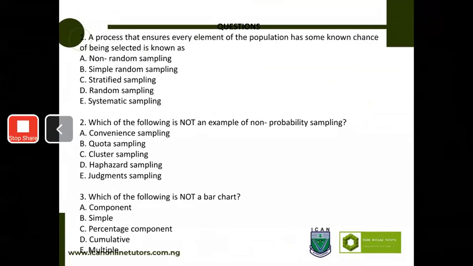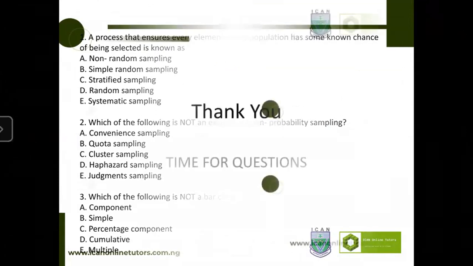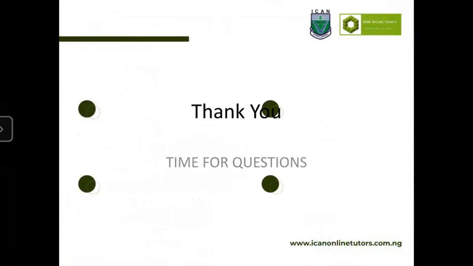The question for you to take home includes: the process that ensures that every element of the population has a known chance of being selected is called what? All these questions are to assess your understanding.